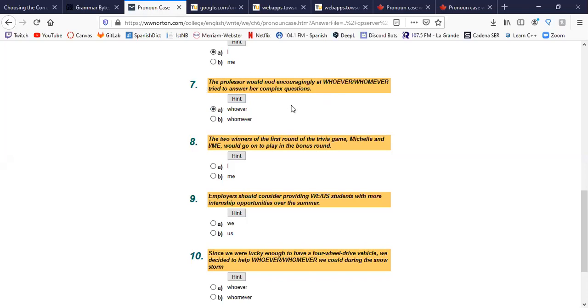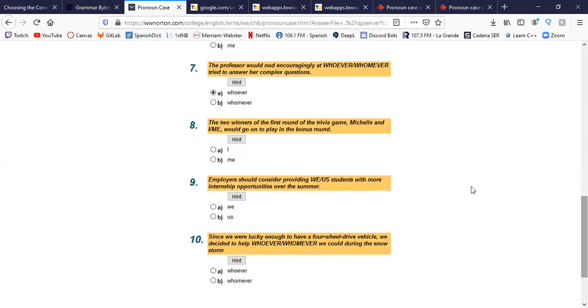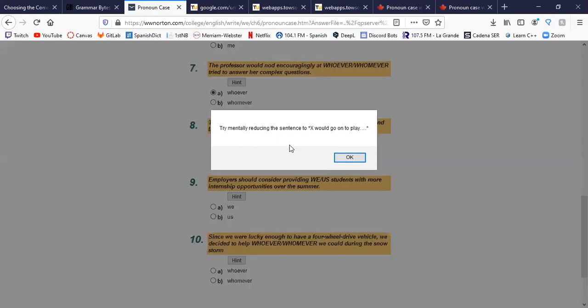Okay, number 8. The two winners of the first round of the trivia game, Michelle and I or me, would go on to play in the bonus round. This is also potentially tricky, so think about it. So pause the video. Okay, so let's look at the hint. Try mentally reducing the sentence to X would go on to play, which is what I was about to suggest.